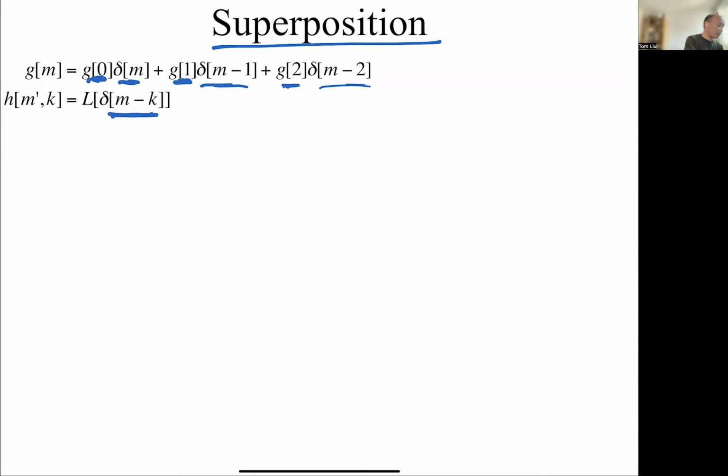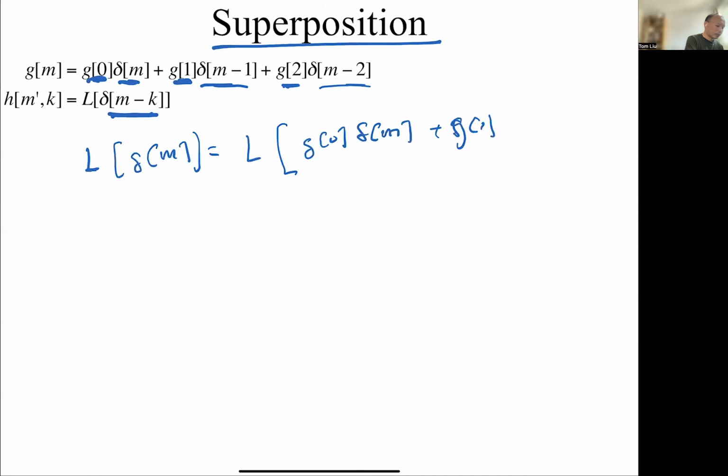So that means that I should be able to, if I look at the linear response to my g of m, then I just put that linear system, I apply it to g0 delta m plus g1 delta m minus 1 plus g2 delta m minus 2, right?